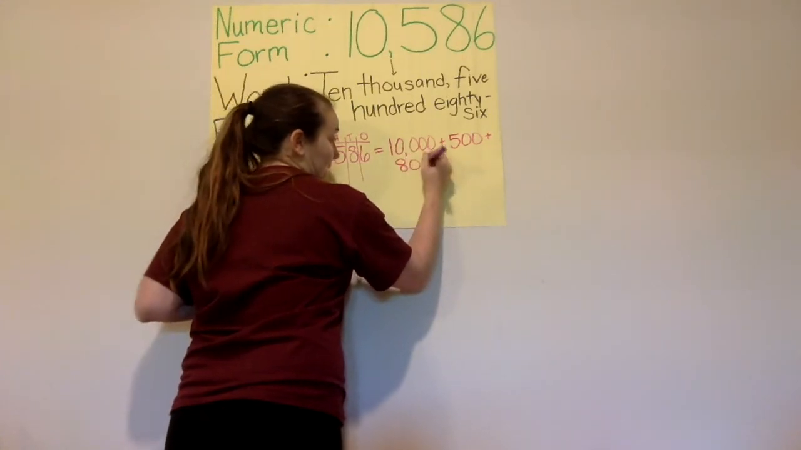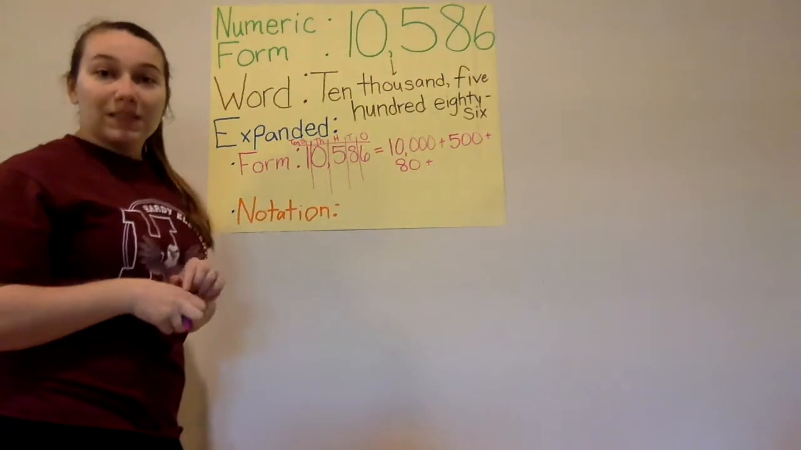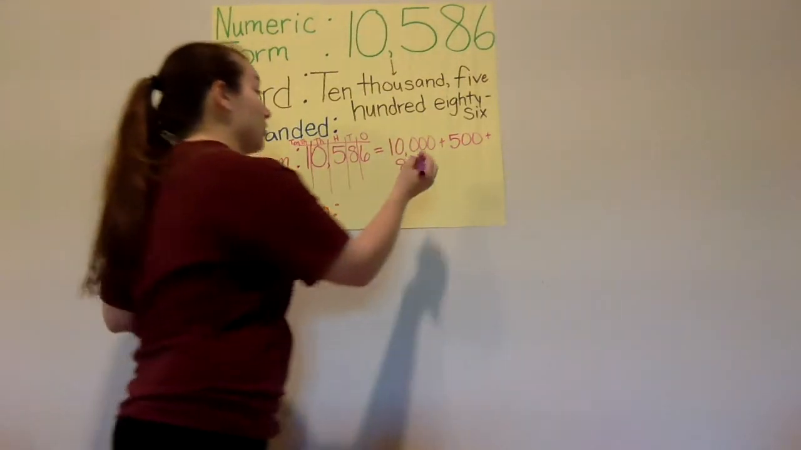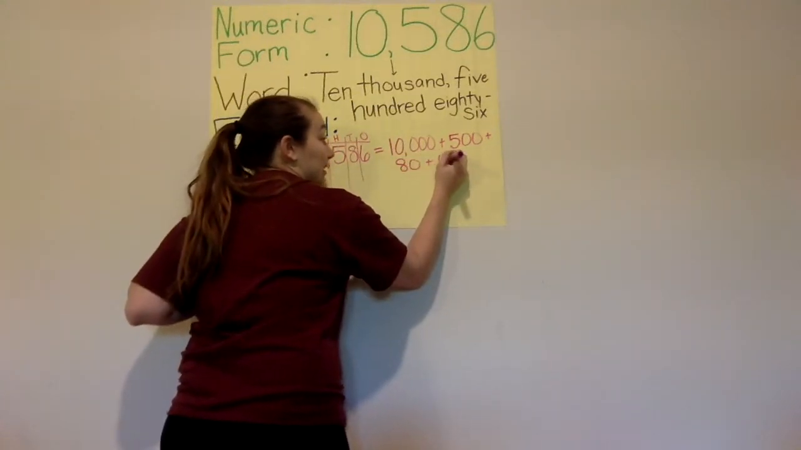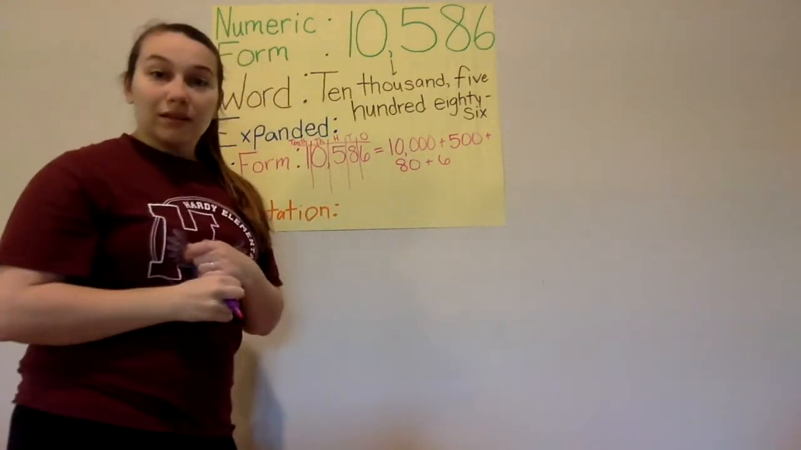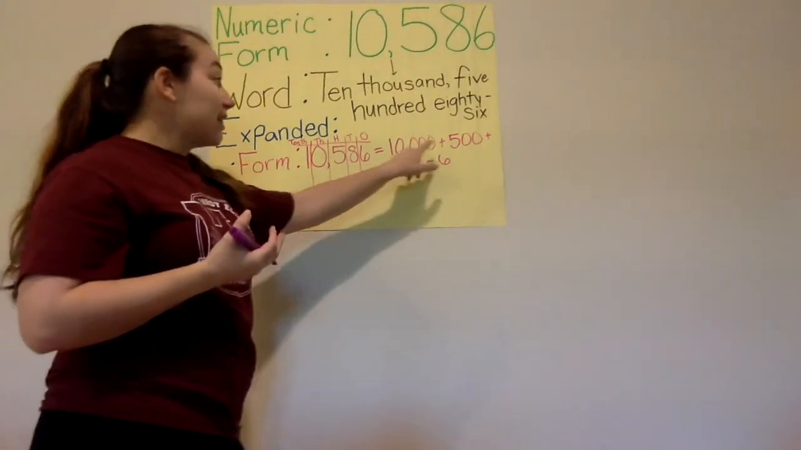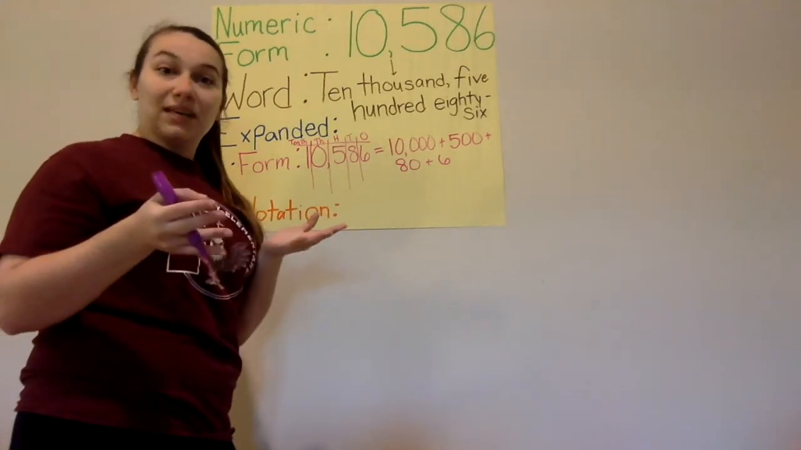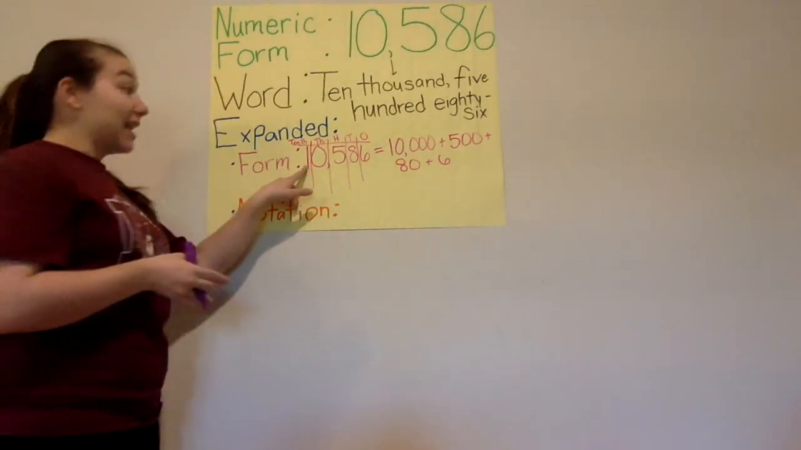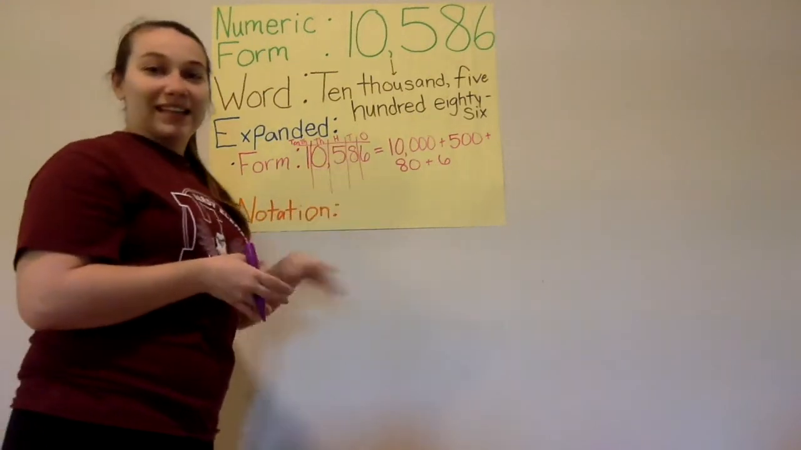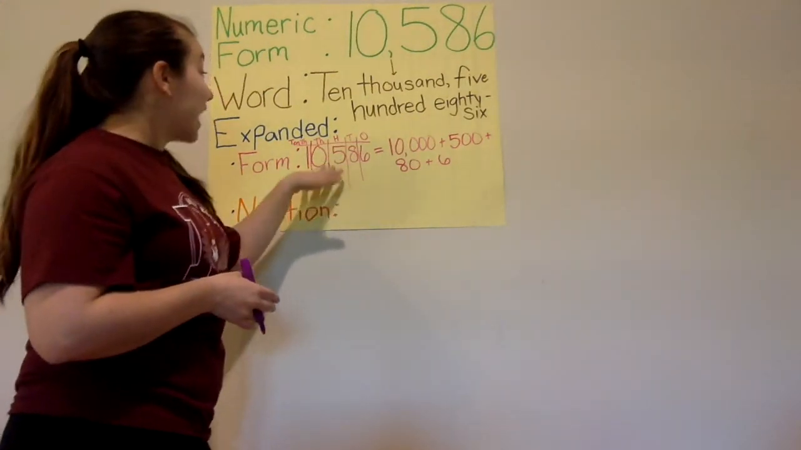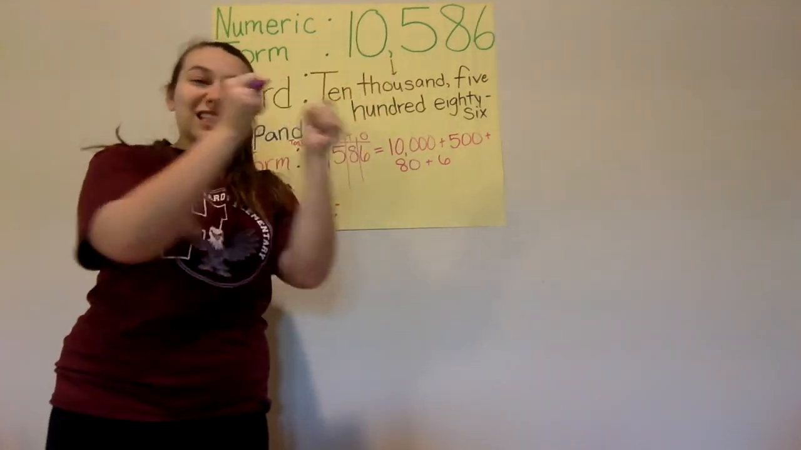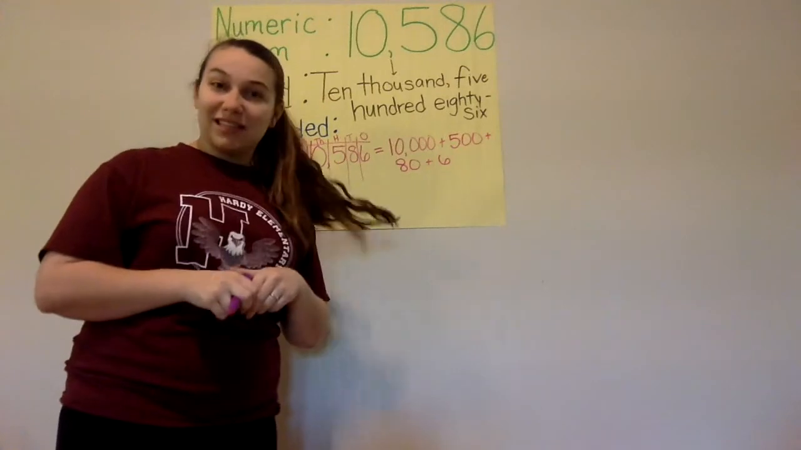And last but not least, we are in our final place, our ones place. And how many ones do we have? 6. So I'm just going to add 6. Now, if I were to go ahead and add 10,000 plus 500 plus 80 plus 6, what's that going to give me? 10,586. So we have just taken our numerical number and we've just expanded it into its place values, okay?